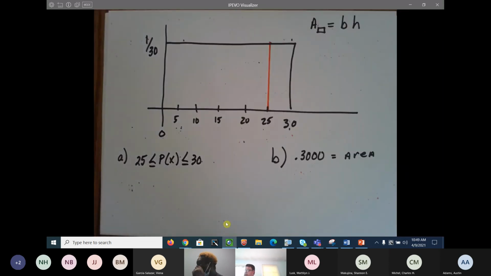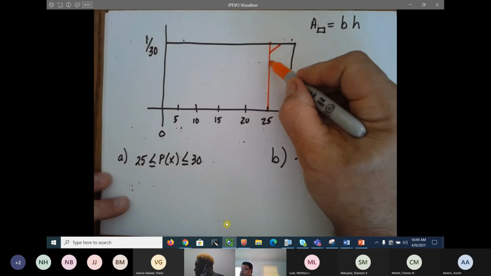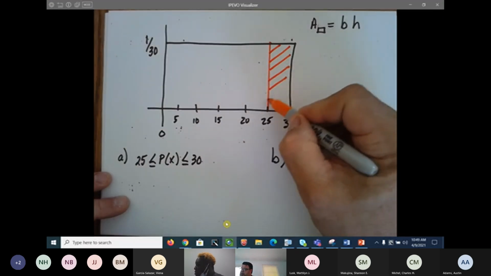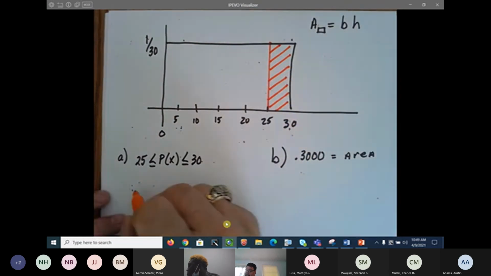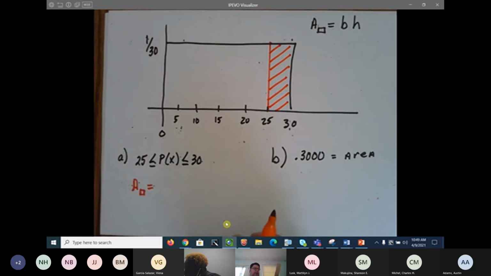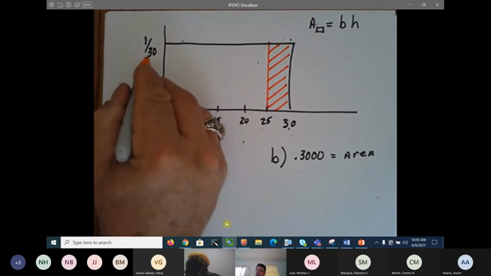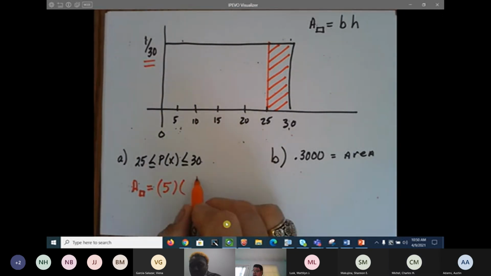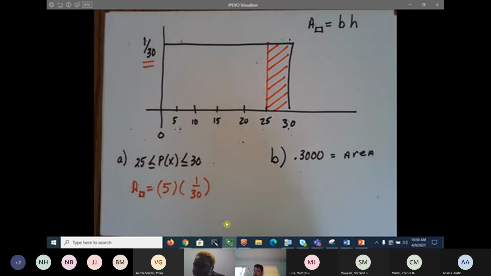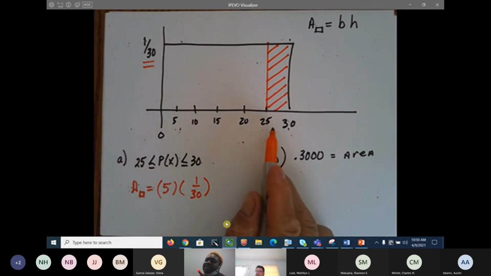Okay, so I want this area right here. So somebody tell me the area of the orange box is equal to, somebody give me the base. What's the base? Would that be 5? 5. And what's the height? 1/30. And you do the math. Where did you get the 5 from? Come on now, man. Look at the base of the orange. Oh, base. 5 spaces. Okay.